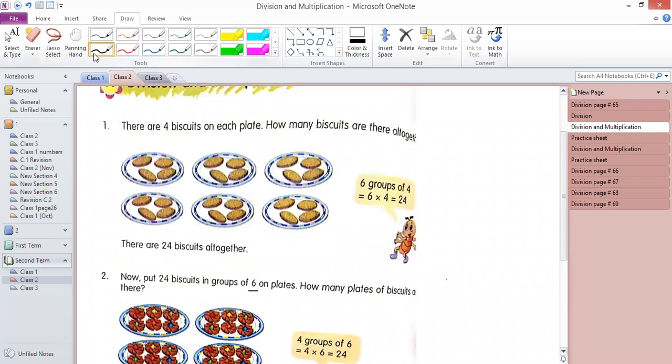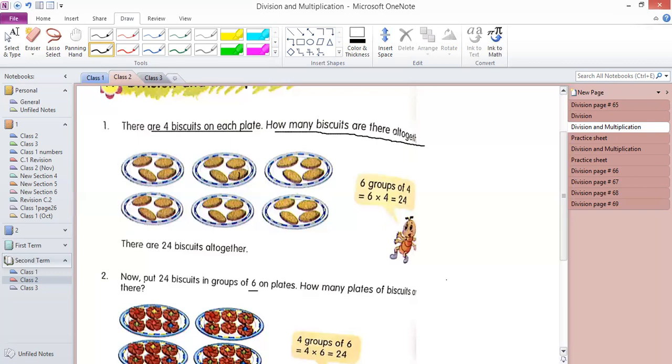The example says there are 4 biscuits on each plate. On every plate, there are 4 biscuits. I can see 1, 2, 3, and 4. So on each plate, there are 4 biscuits. That's fine. How many biscuits are there altogether? So this is very easy, guys. This is a multiplication question.